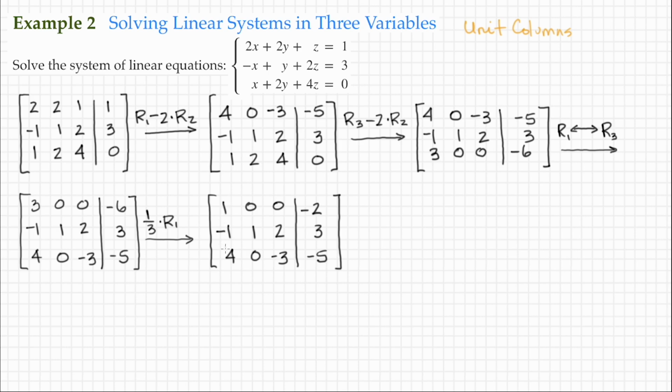So we'll continue changing this column into a unit column. So now we will simply just add these two. So I'll take row 2 and we'll add row 1.